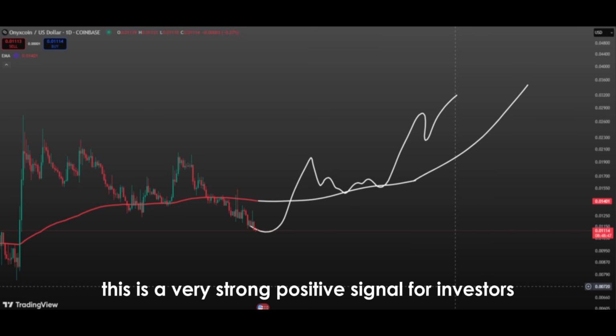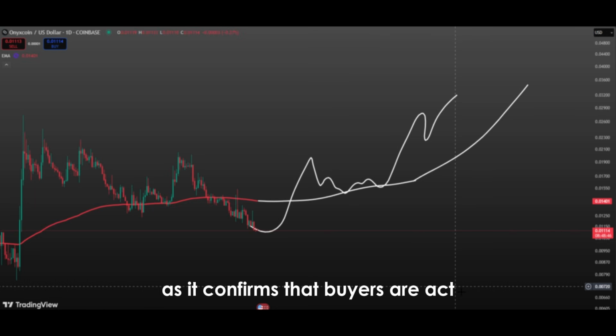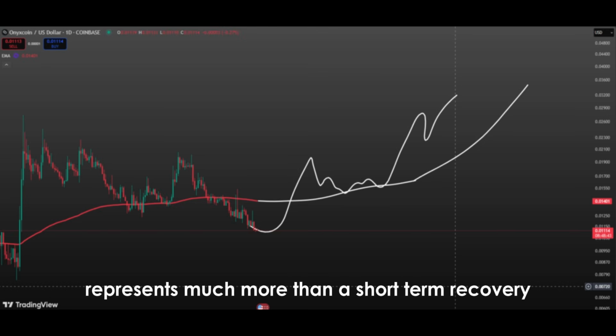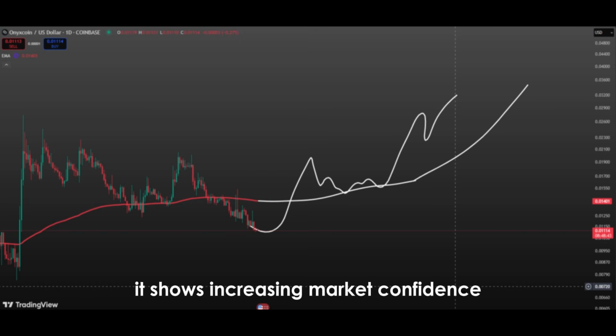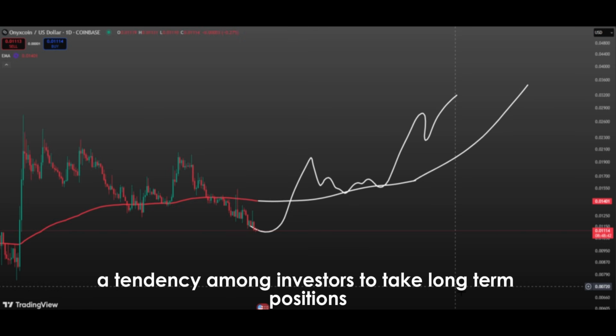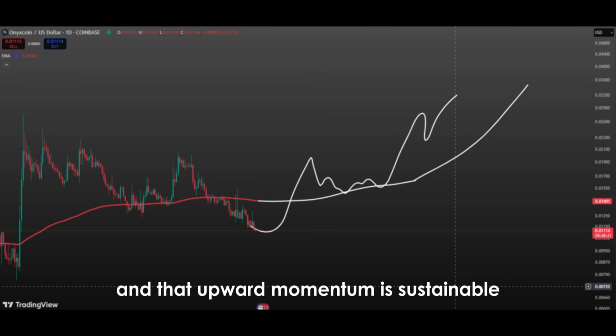This is a very strong positive signal for investors, as it confirms that buyers are actively re-entering the market and that the potential for upward price movement is high. Staying above and moving above the 200 EMA represents much more than a short-term recovery in technical analysis. It shows increasing market confidence, a tendency among investors to take long-term positions, and that upward momentum is sustainable.